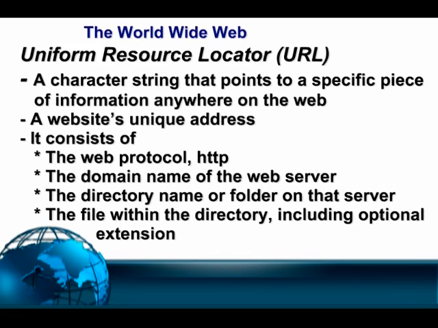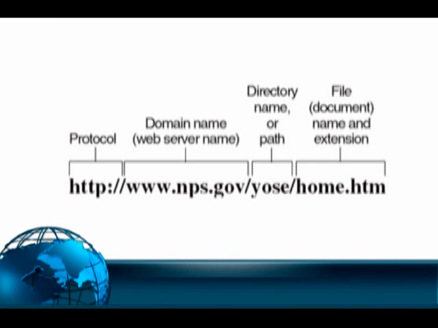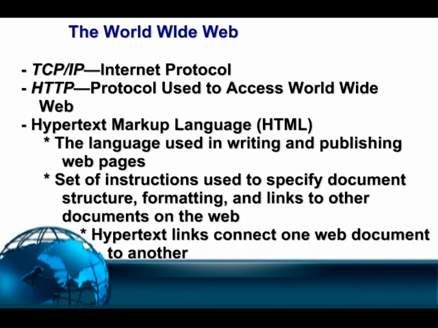Uniform Resource Locator, or URL. A character string that points to a specific piece of information anywhere on the web. A website's unique address. It consists of the web protocol, HTTP, the domain name of the web server, the directory name or folder on that server, and the file within the directory, including optional extension. TCP/IP, Internet Protocol. HTTP, protocol used to access the World Wide Web.